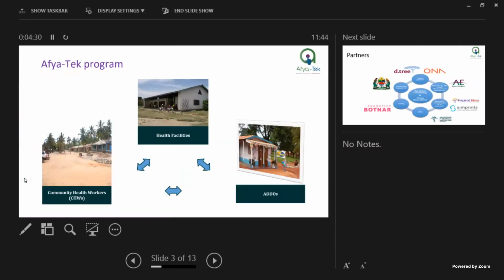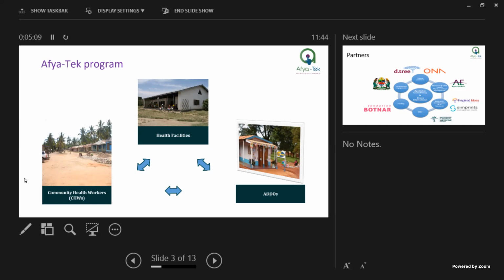The AfyaTech program is a digital health intervention that links three system actors at community level: community health workers, health facilities, and drug outlets. As we both know, the health facilities are in charge of both community health workers and the drug outlets. But the linkage among these three actors is not strong enough. The health facility has some link with the community health workers, but the link between health facility and the drug outlet is very, very weak.